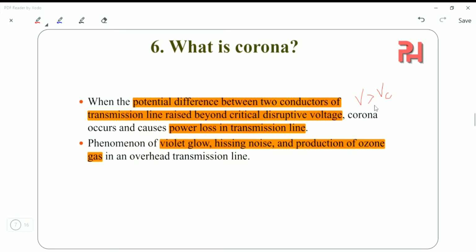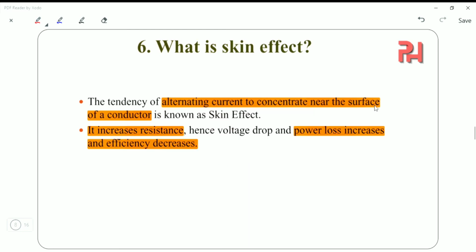Okay. So the next question is, what is skin effect? Skin effect generally occurs in AC. That means the alternating current will concentrate near the surface of the conductor. That is called skin effect. When this occurs, it increases the resistance. When resistance is increased, voltage drop occurs, and then power loss increases and efficiency decreases.